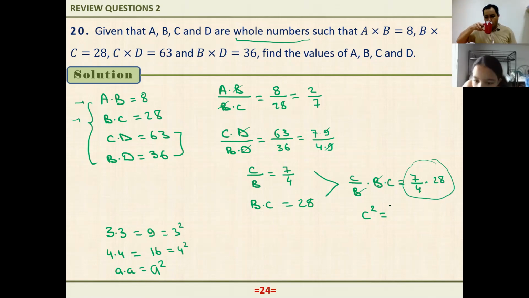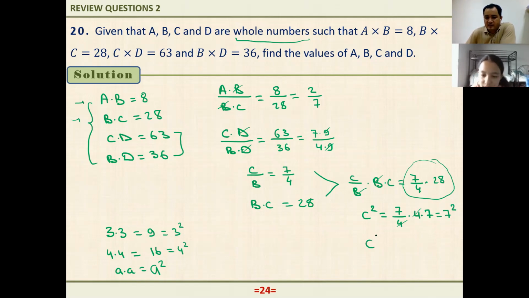5, 7, 4. That's 28 times. Isn't it 28 squared? No. Here we have 7 over 4 times this 28. We can write it as 4 times 7, right? So this 4 cancels out. What is 7 times 7? 7 squared.